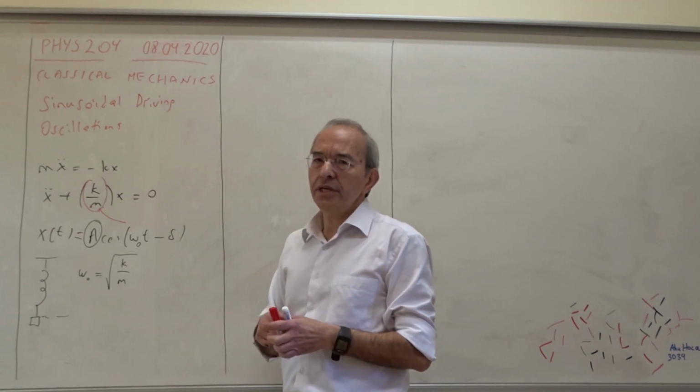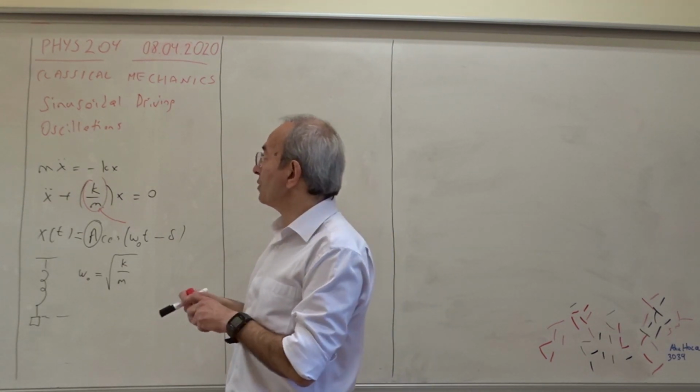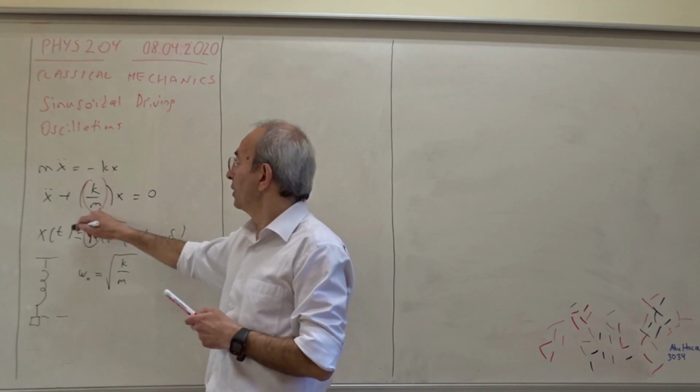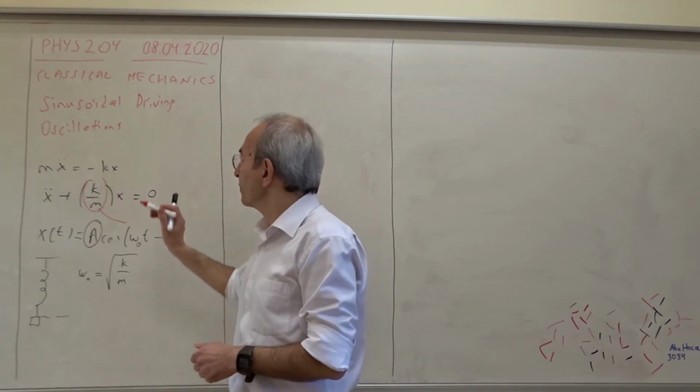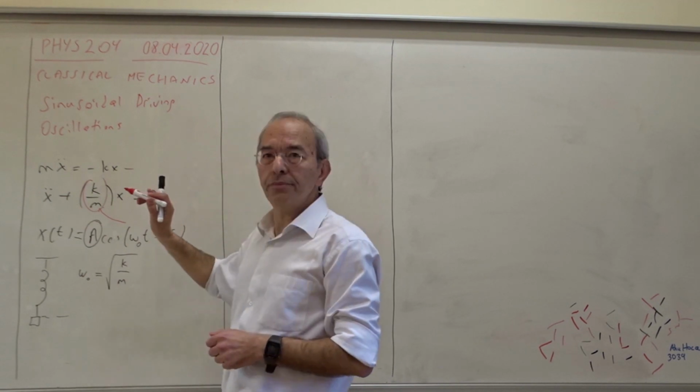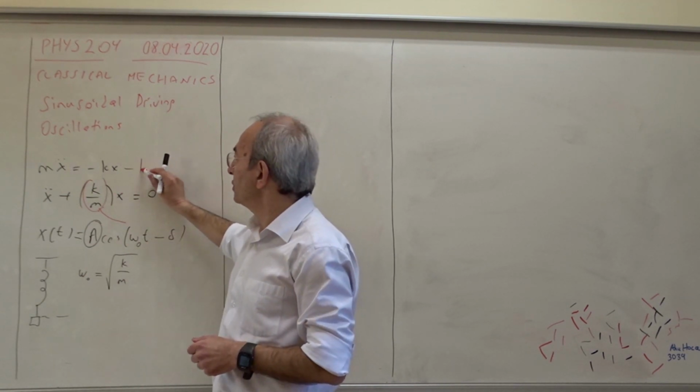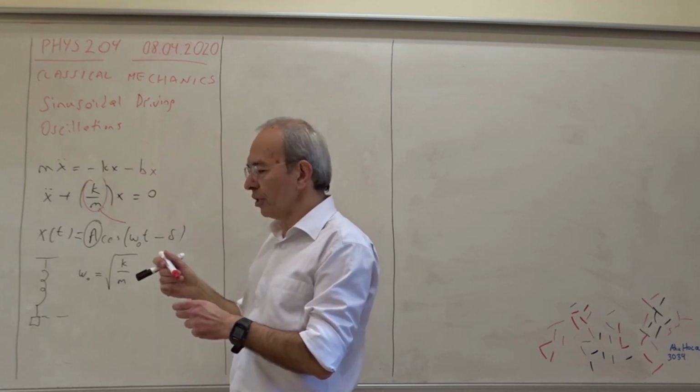Then what did we see? We assumed also that there is another term here. It is not just this much, but we have added another negative term to this, which is b times x dot. What is b times x dot?